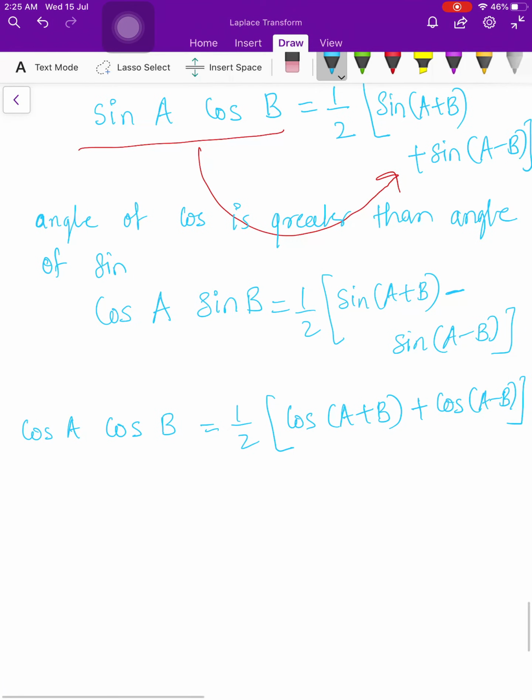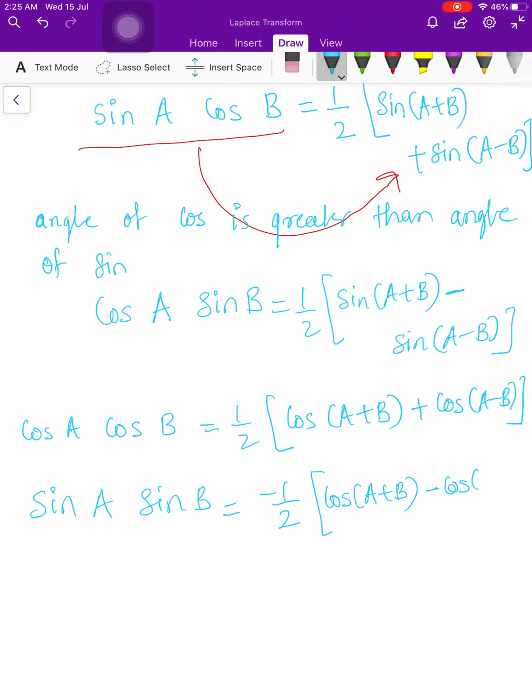Similarly, if you have sine A sine B, then in the formula you keep a minus sign here. This is very important: minus half, and then cos of A plus B minus cos of A minus B. If you do not write this minus here, the formula would become half times cos of A minus B minus cos of A plus B. So this is how the formula will look.